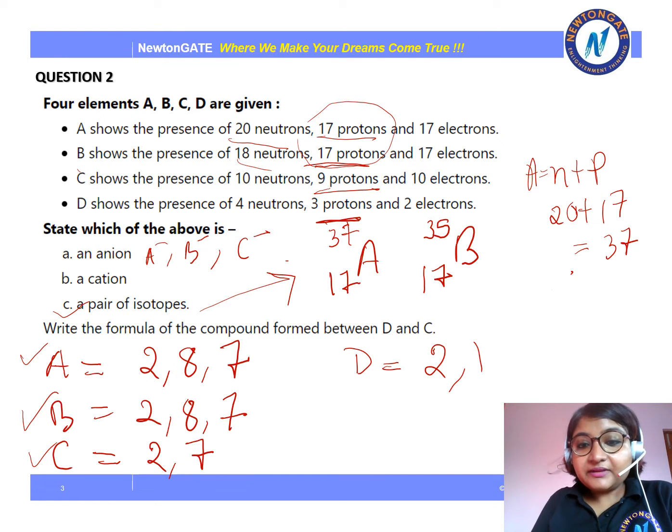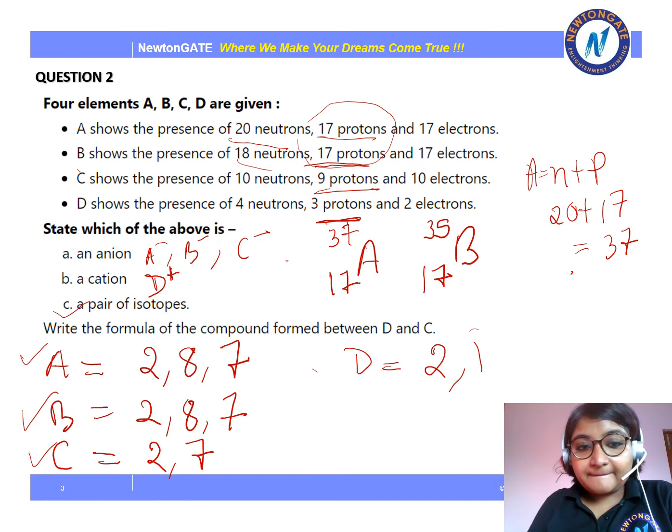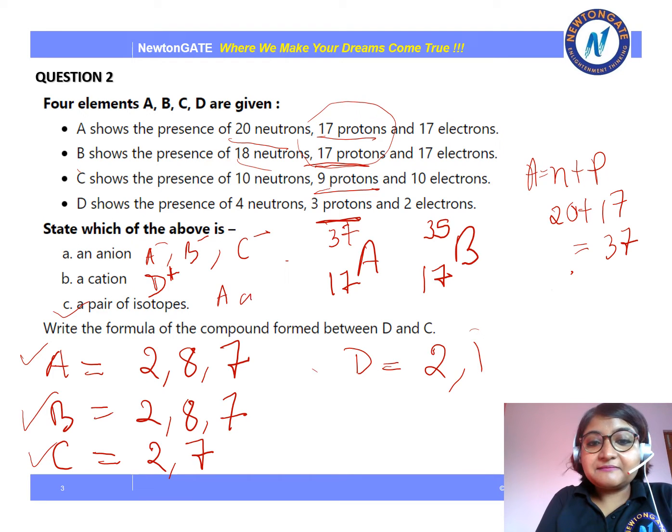Cation, if you see D element, D will lose this 1 electron to become like helium. So D will be D plus. So D will form cation D plus. A, B, C, these three elements will form anion, and the pair of isotopes are A and B.